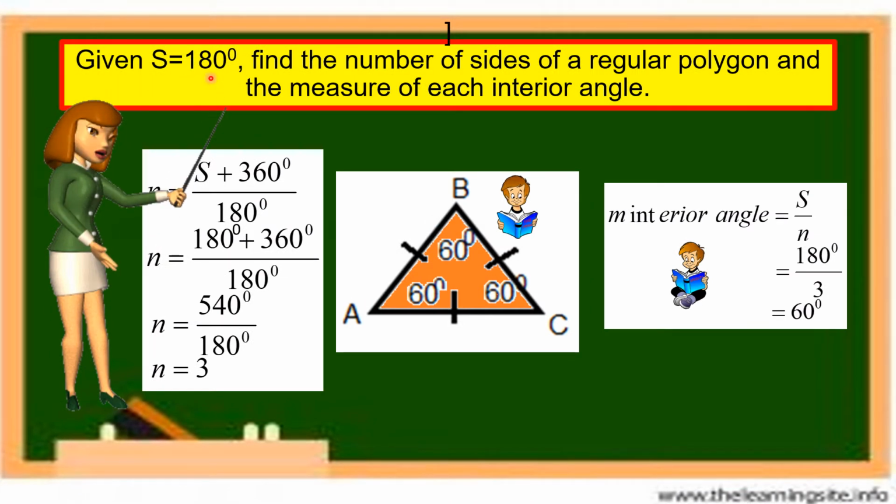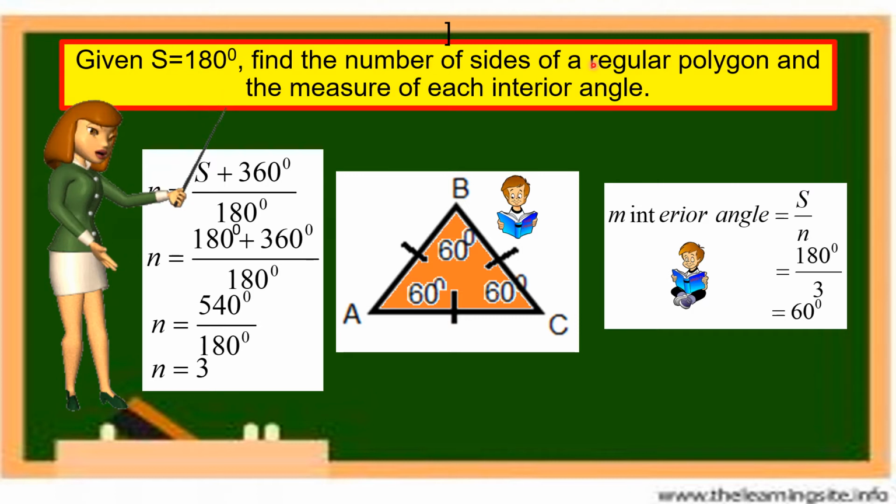Given S equals 180 degrees, find the number of sides of a regular polygon and the measure of each interior angle. We have the formula N equals (S plus 360) divided by 180. S is 180. 180 plus 360 is 540, divided by 180 is 3. So we have a regular polygon.